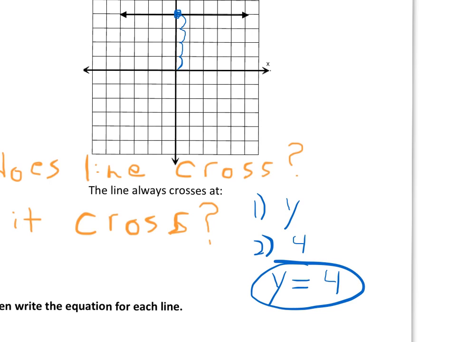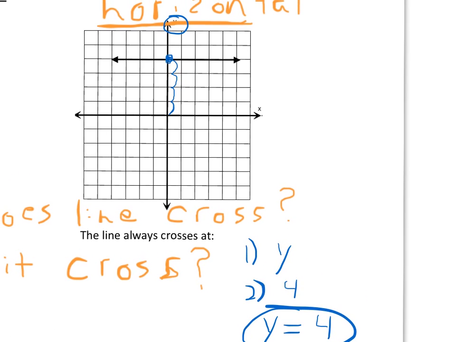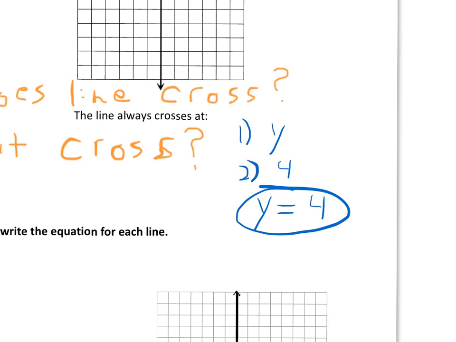And to kind of prove and understand why it's y equals 4, what do you think you're going to notice about every single point on this line? It could be any x, and then the y is going to be 4. Any point along here is going to be some number, comma, 4. That's how we know it is y equals 4.